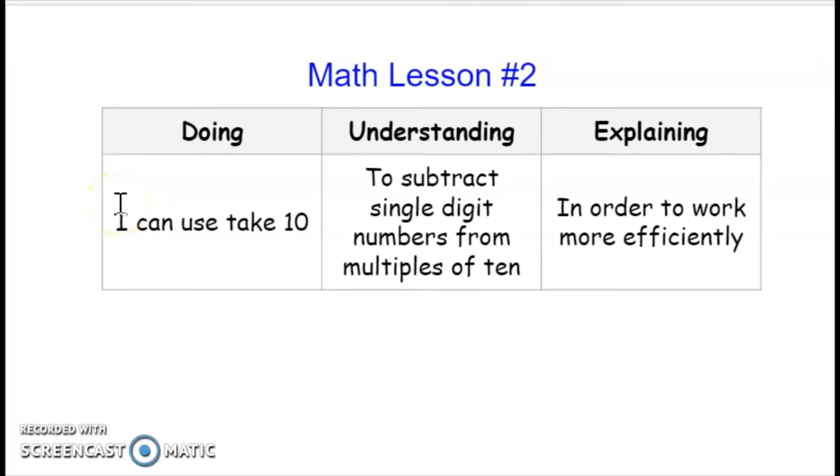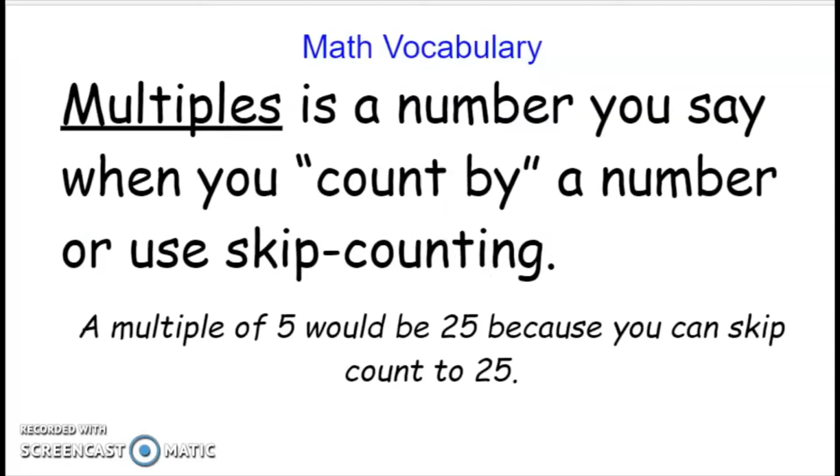I can use take 10 to subtract single-digit numbers from multiples of 10 in order to work more efficiently. Multiples is a brand new math vocabulary word, so let's talk about it. A multiple is a number you say when you count by a number or use skip counting. When you're counting by fives, a multiple of 5 would be 25 or 30, because you can skip count to them.